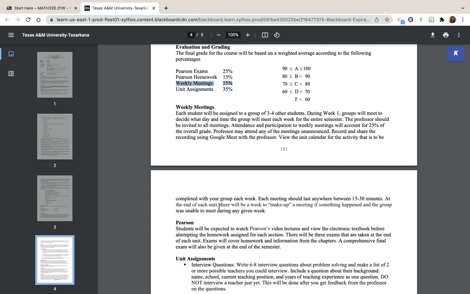There is 1 week at the end of the unit that you can use as your makeup week, just in case something happened and you weren't able to meet during that week. If you complete all your meetings during the unit, that extra week you do not have to meet if you've already completed all the unit meetings.